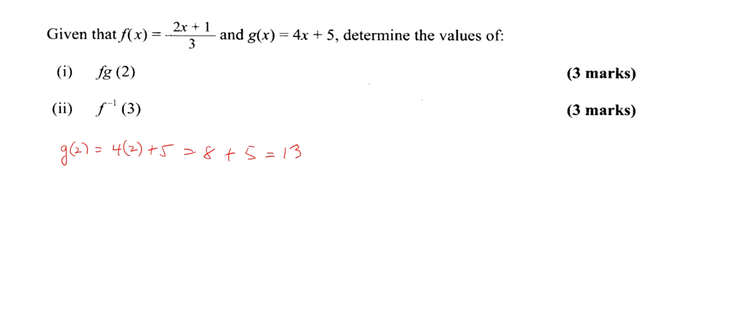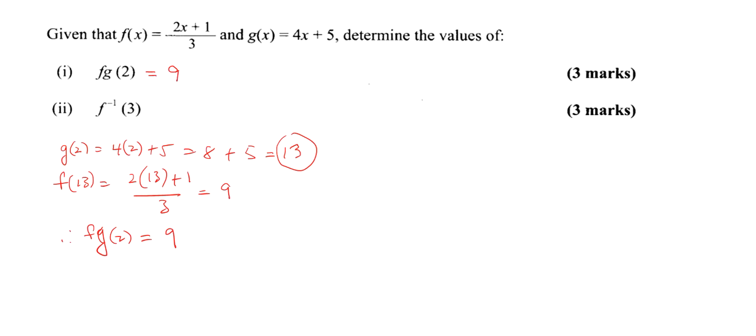Then we're going to take the 13 now, and we're going to substitute it into f. So f of 13 will be equal to (2 by 13 plus 1) over 3. Well, you can just use your calculator at this point. So 13 by 2 is 26. So 26 plus 1 is 27 divided by 3, which gives us 9. So what we should do is state that fg of 2 is equal to 9. So the answer for the first part is just 9.